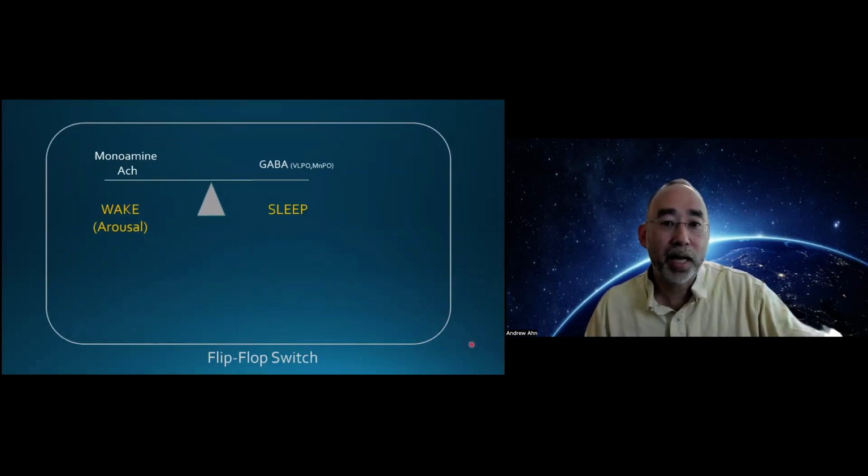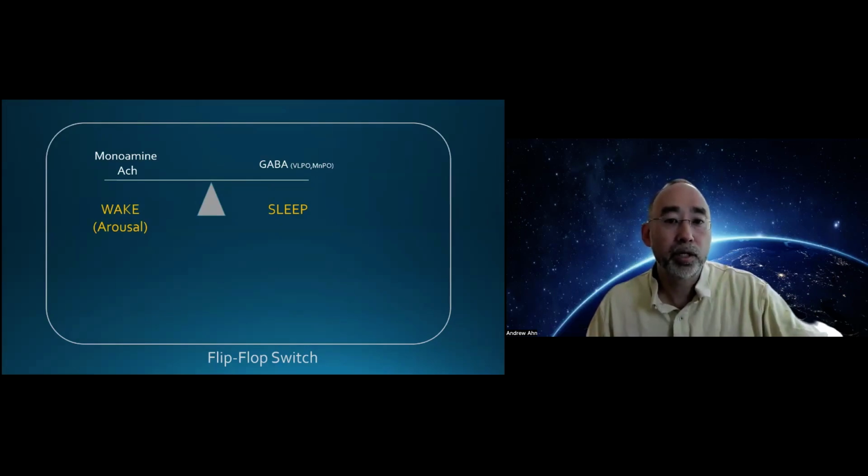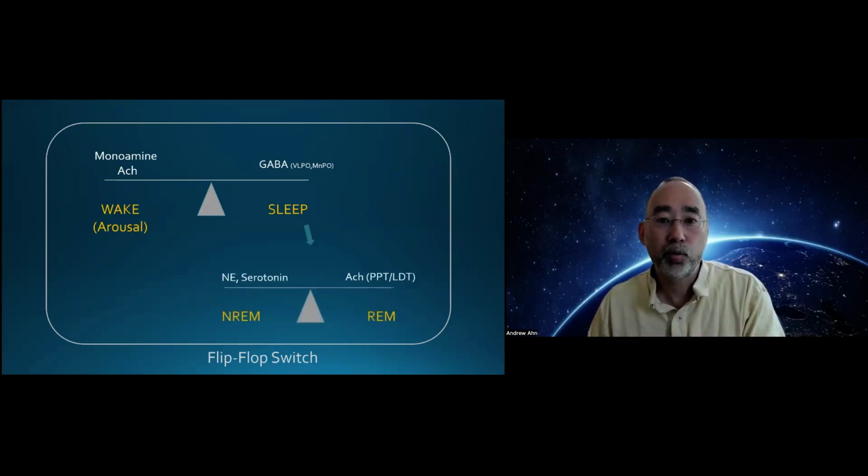So now we've established the basic flip-flop switch between wakefulness and sleep, which is primarily driven by the balance between the monoamines and acetylcholine and the GABA neurons. Now let's add another level, the switch within sleep between non-REM and REM sleep.